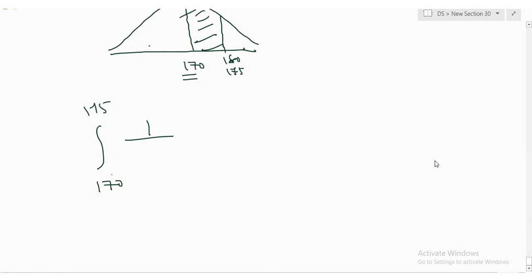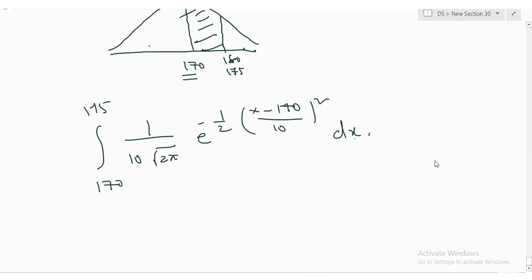1 by sigma root 2 pi. What is the sigma here? 10. Root 2 pi e power minus of (x minus mu, 170) by 10 whole square dx. This is what I need to do. But statisticians said, don't do that. I'll give a shortcut, because statisticians are not expecting you to know the integration.